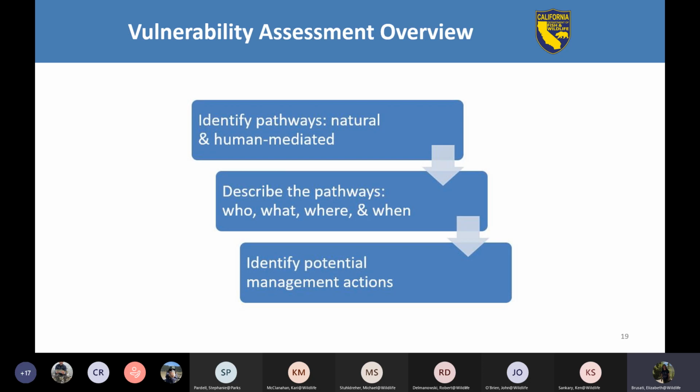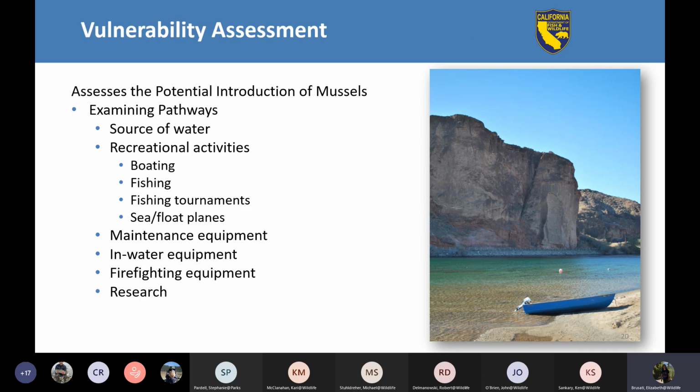So in terms of how to conduct a vulnerability assessment, first you want to think about all of the pathways, either natural or human mediated, describe those, and then identify potential management actions. And I'm going to show an example in the next couple of slides on one way you might do that.